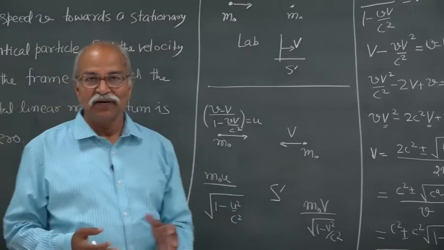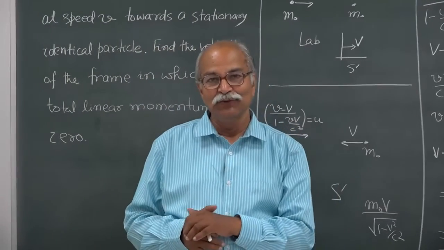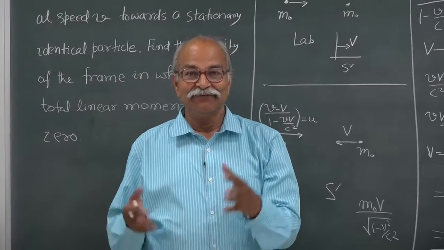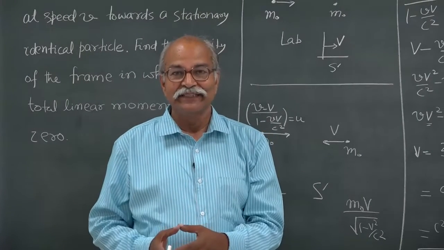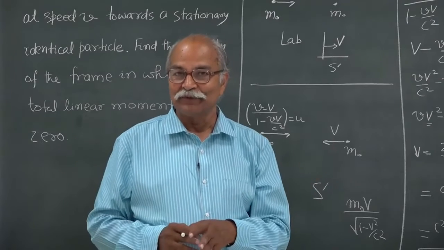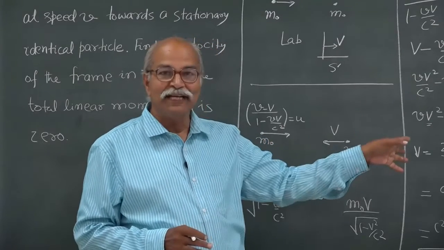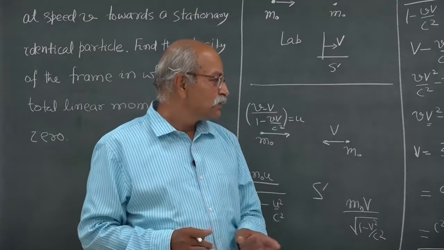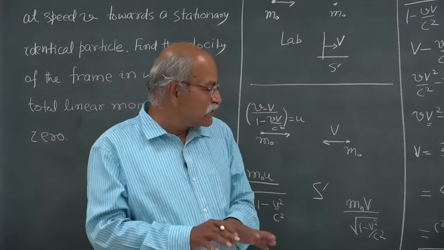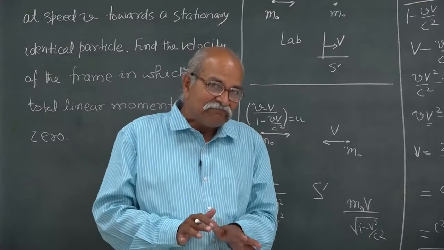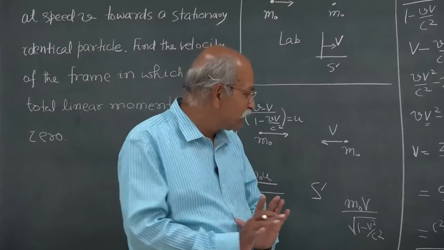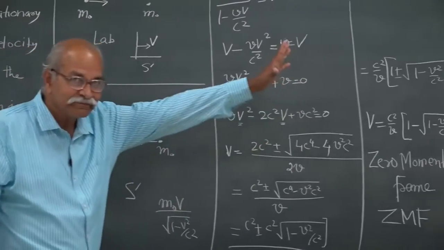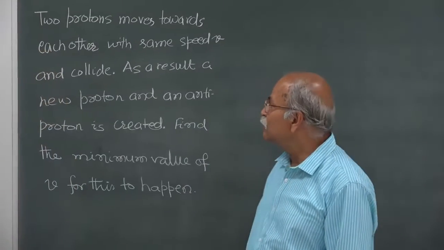In non-relativistic mechanics we used to call it center of mass frame. In the frame of center of mass, the total linear momentum is 0. So, zero momentum frame is the same as the center of mass frame. Whether you want to still have that word center of mass frame or not, I think that is your choice, but I will call it zero momentum frame. So, this is the question.